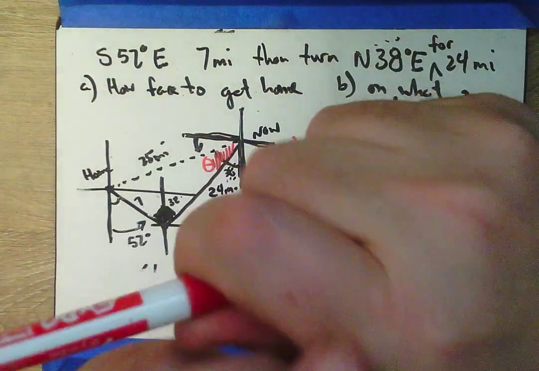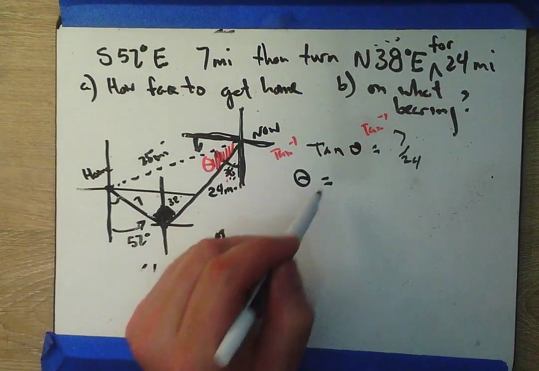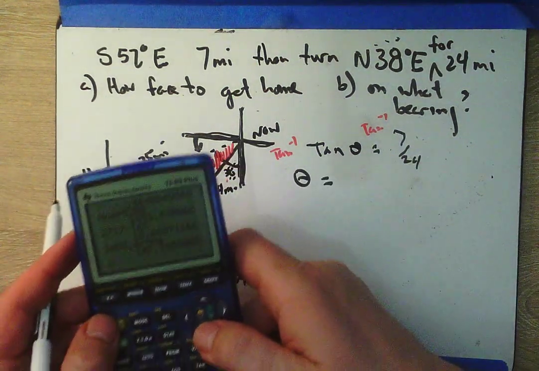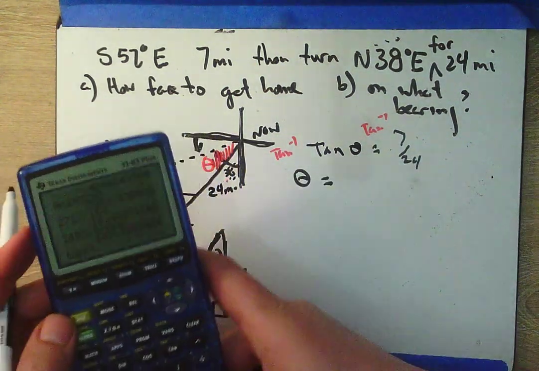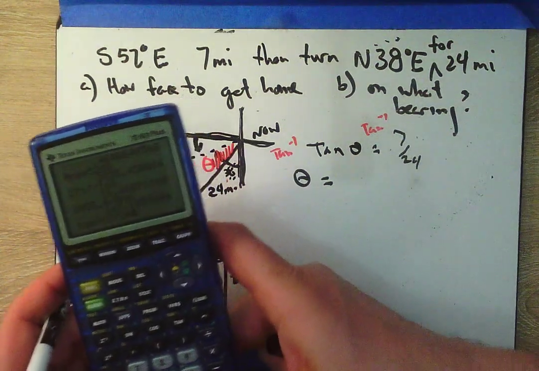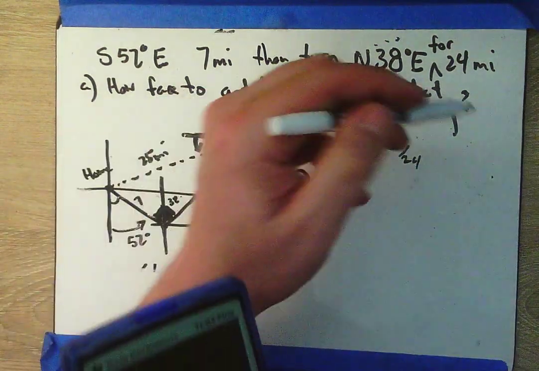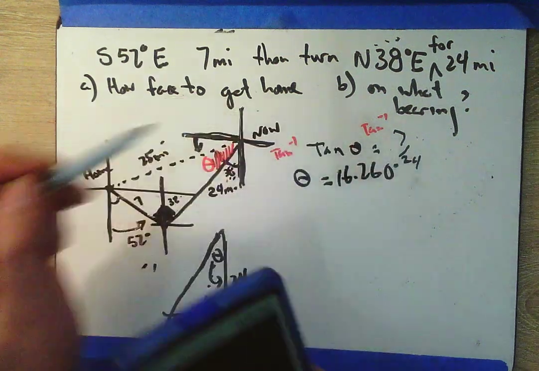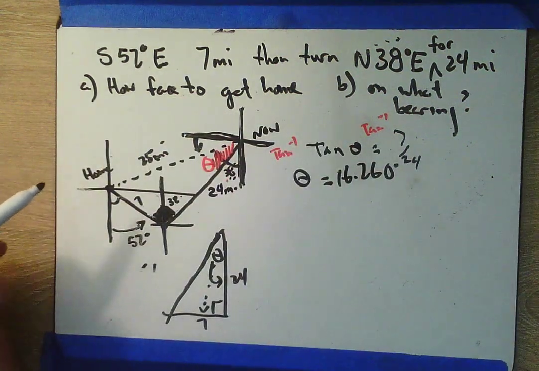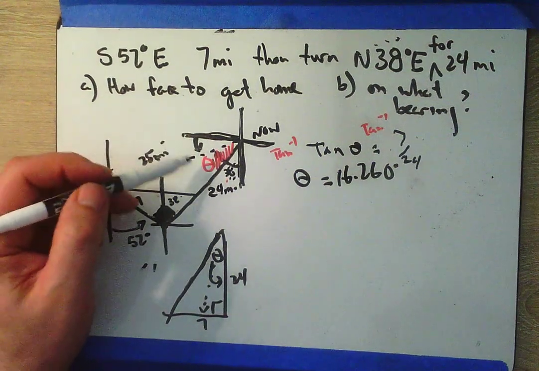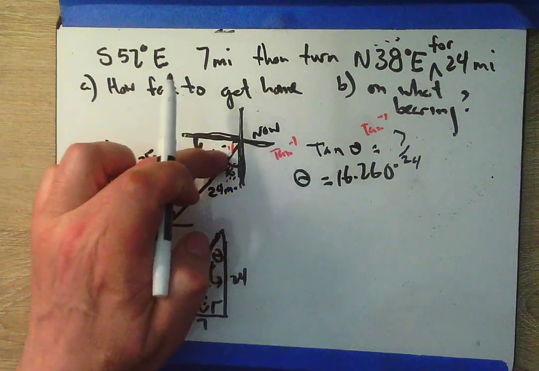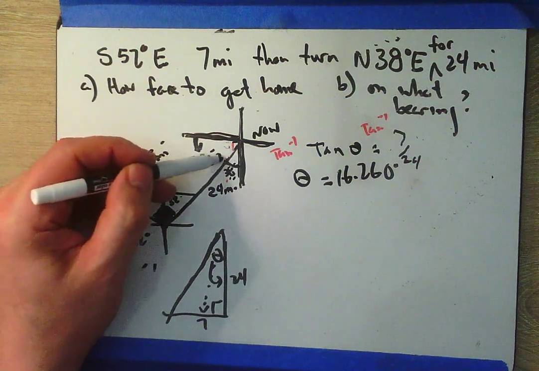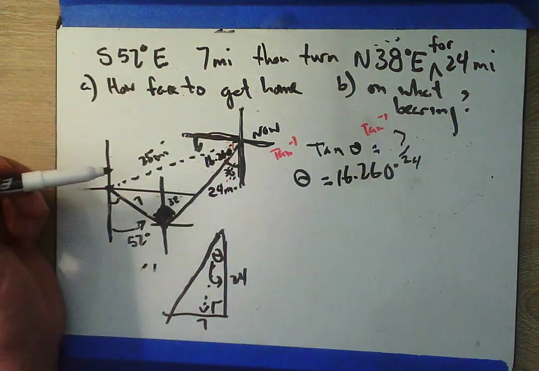I could solve for theta and find out that theta equals, let me pull out my calculator, inverse tangent of 7 divided by 24 gives me 16.260 degrees. Remember, we're always rounding to 3 decimal places. So we figured out that this angle here, inside the triangle, is 16.26 degrees.